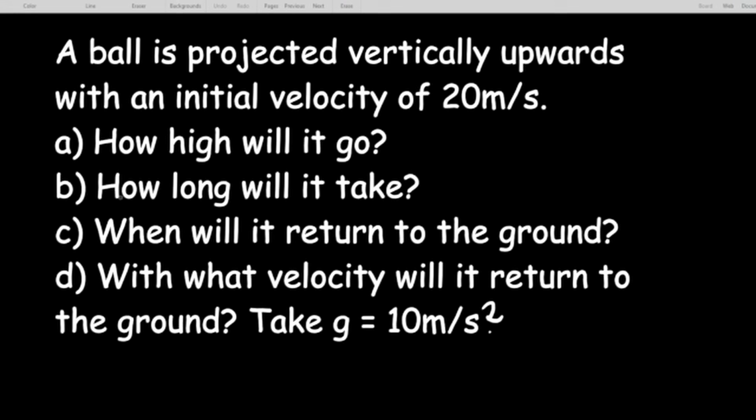Today we have an interesting question on motion under gravity. Let's solve it together. The question reads: a ball is projected vertically upwards with an initial velocity of 20 meters per second. How high will it go? That's the first question. How long will it take? When will it return to the ground? And finally, with what velocity will it return to the ground? We are asked to take g as 10 meters per second squared.